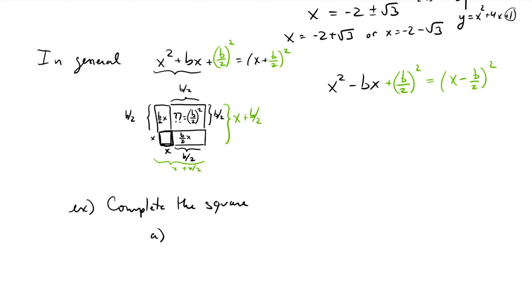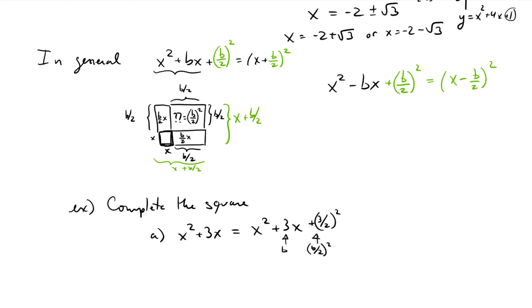So let's say A, I've got x squared plus 3x. Okay, I'm going to try to complete the square. So I'm going to add something to 3x so that it becomes a perfect square. So this is my b here, right? So what I need to add here is b over 2. So I need to add, well, actually I need to add b over 2 squared. So I need to add 3/2 squared.